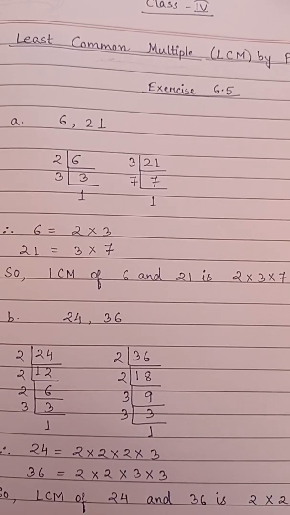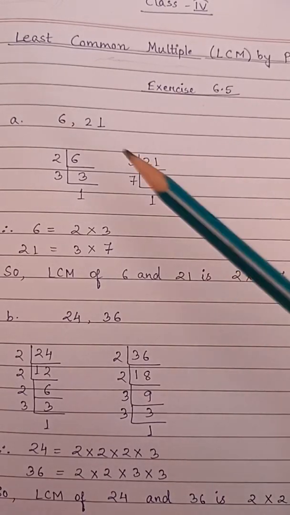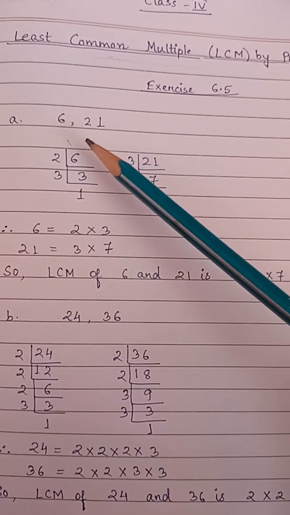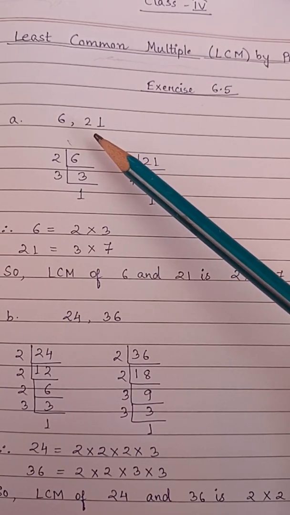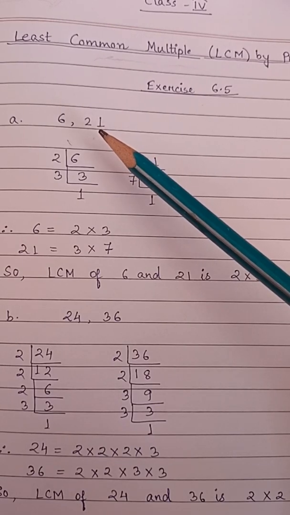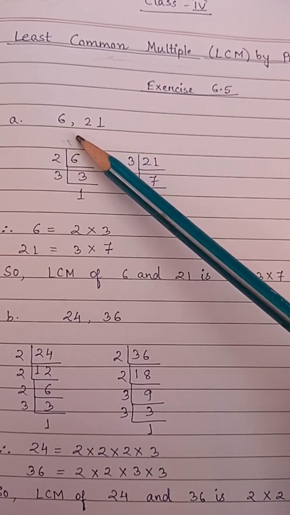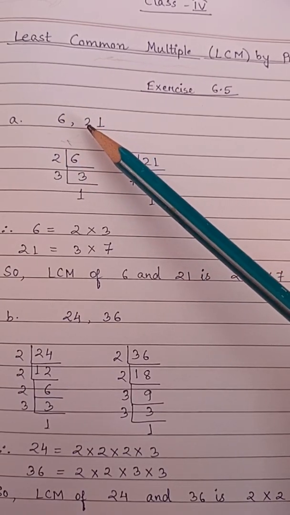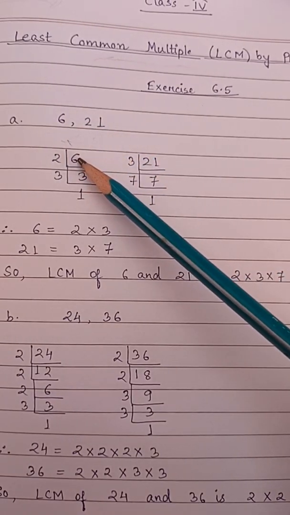So for example, I have taken exercise 6.5, number A. We have to find the LCM of 6 and 21 by prime factorization method. As I have already told you, the first step is to find the prime factors of the given numbers. So let's find the prime factors of 6 and 21 one by one. We have the division method.